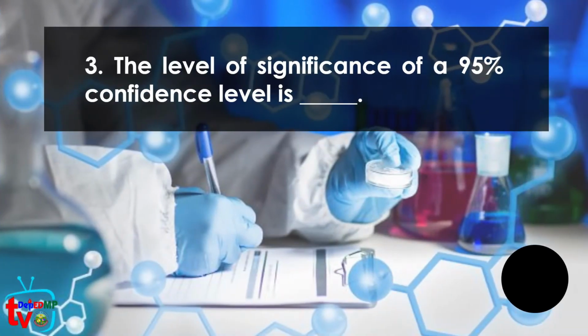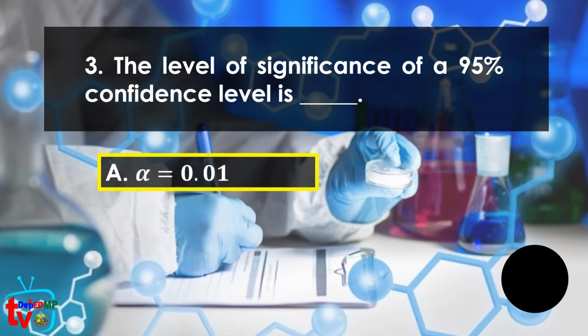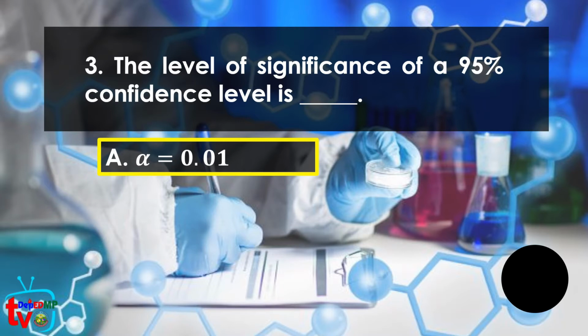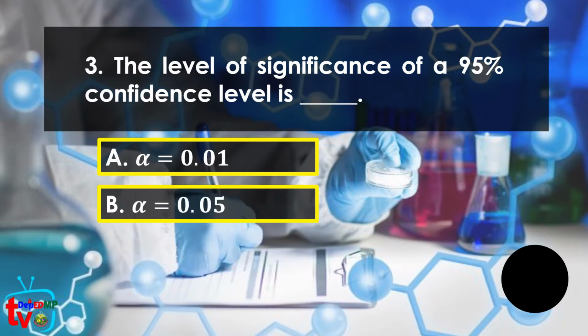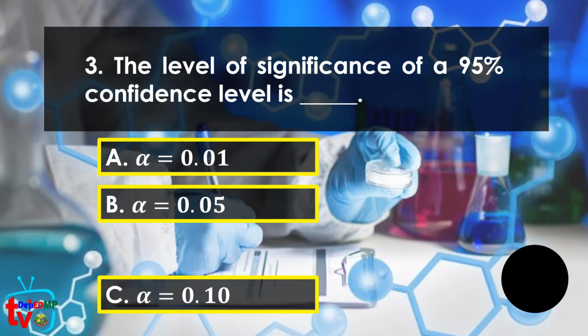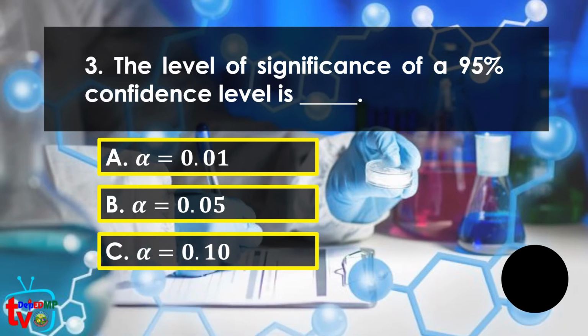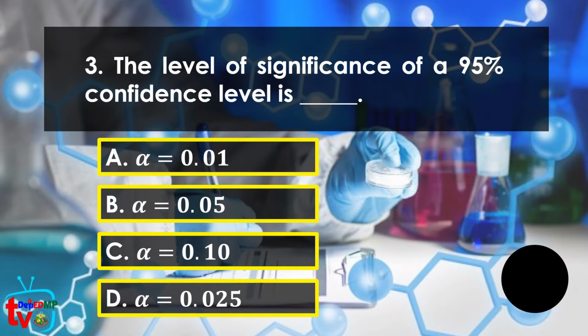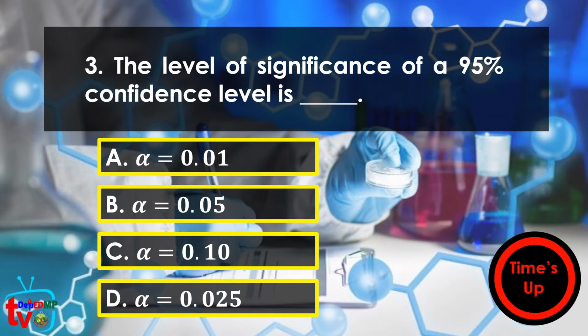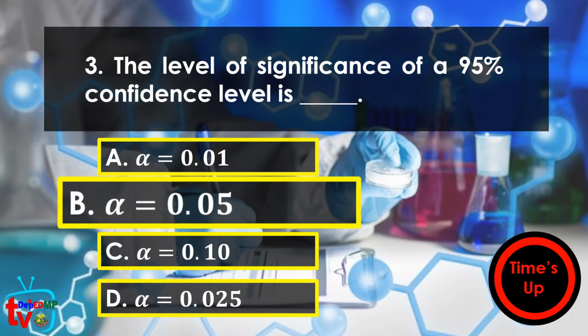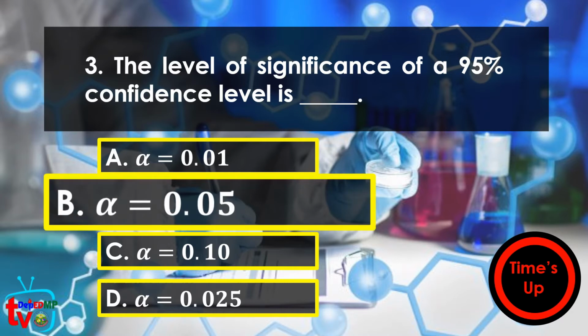Number 3. The level of significance of a 95% confidence level is A. Alpha is equal to 0.01. Letter B. Alpha is equal to 0.05. Letter C. Alpha is equal to 0.10. And letter D. Alpha is equal to 0.025. Time is up, and the answer is letter B. Alpha is equal to 0.05.